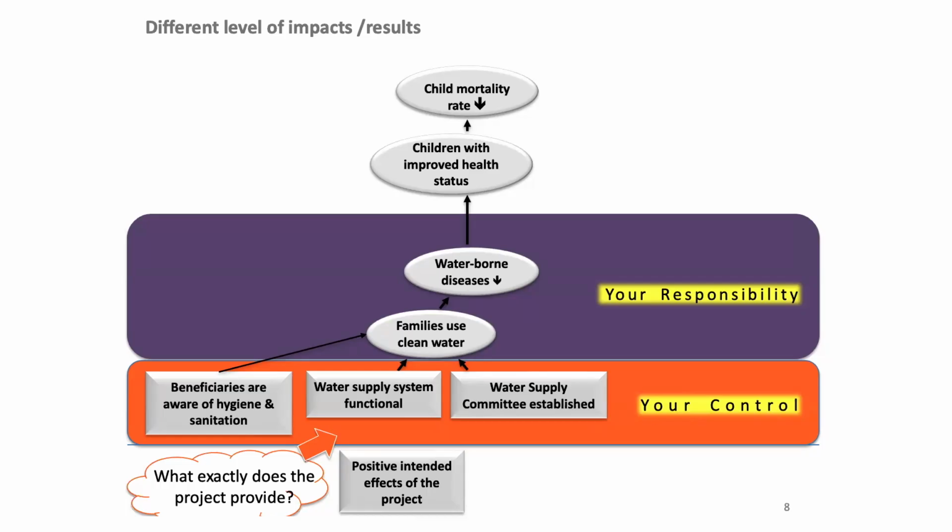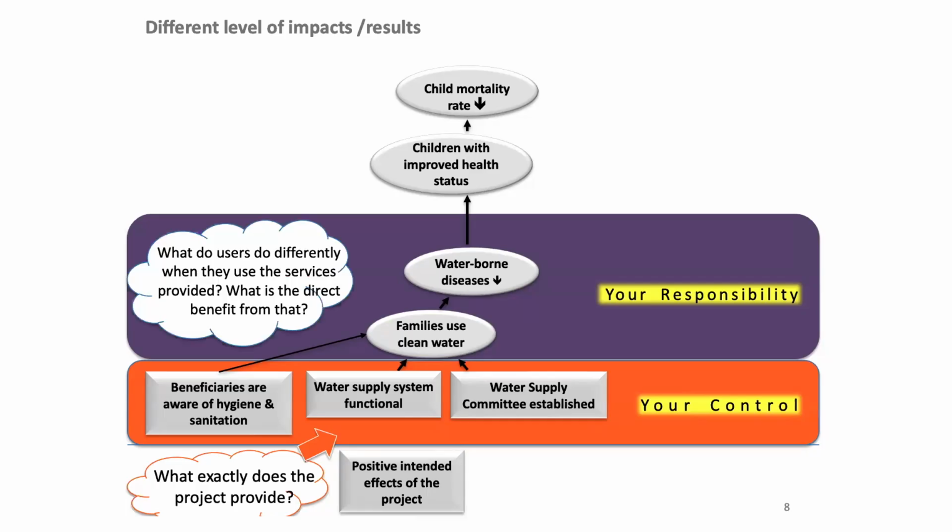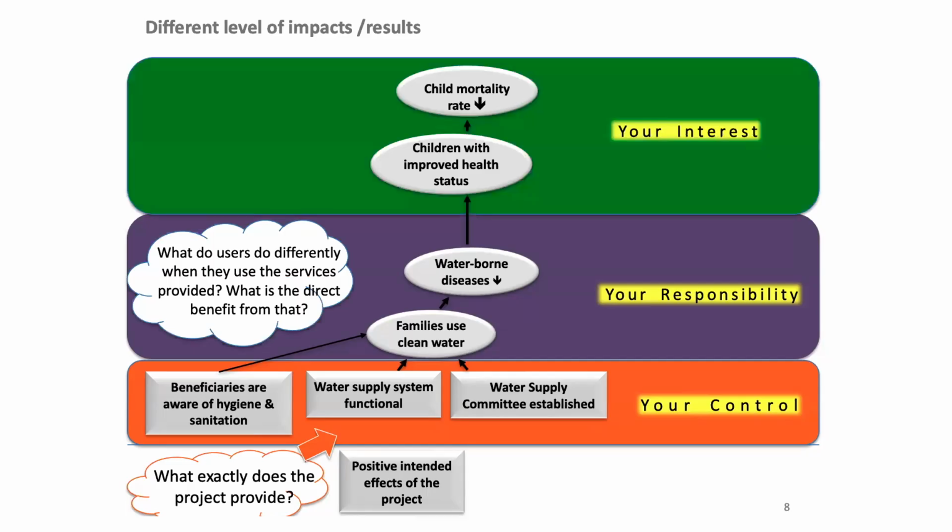Only then we know, only when we achieve that families use clean water, then we can be rather sure that we will achieve the change we want to see, which is that the waterborne diseases decline. Because this is very, very close to our project intervention. We can say that our project intervention is mainly responsible for the change at that level. And this makes a difference to the other level, which we call our interest.